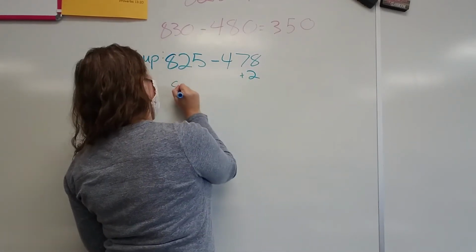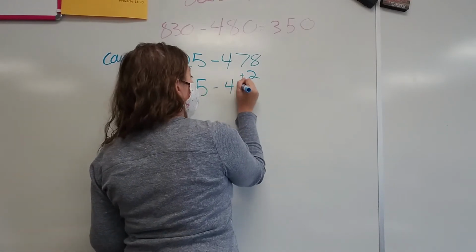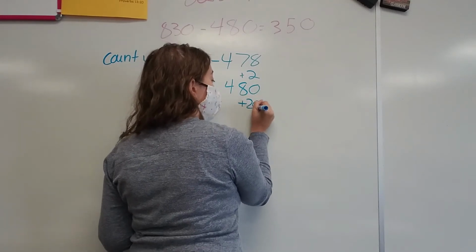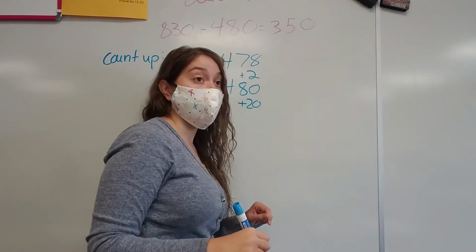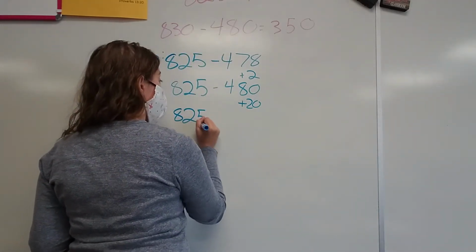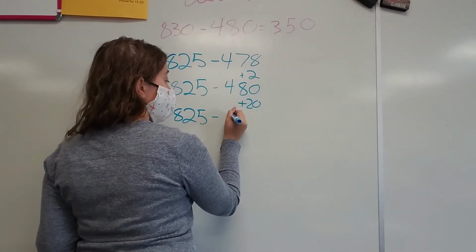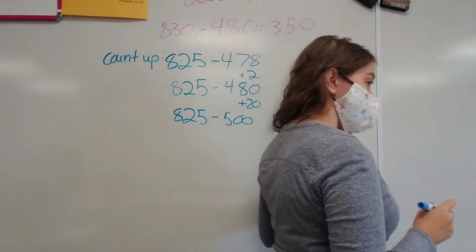Okay? So now we have 825 minus 480. But if I want to get it a little closer, I'm gonna add 20 more. Okay? We can count up more than one time. So now I have 825 minus, everyone write this down, minus 500. This is where I'm at so far.